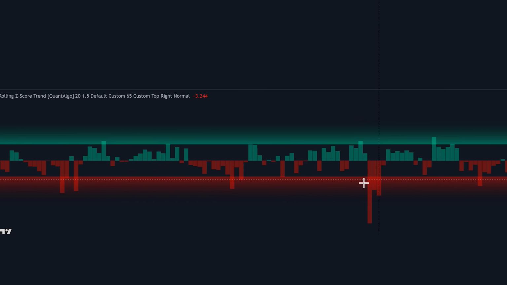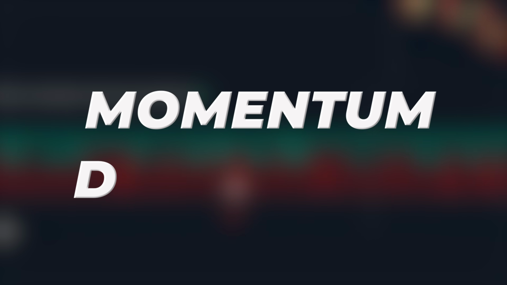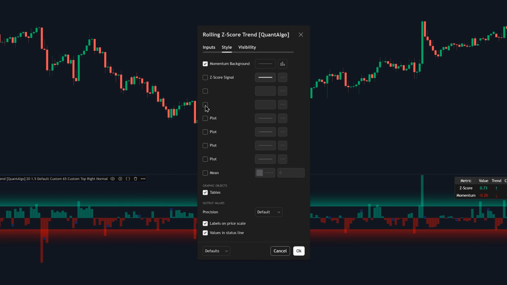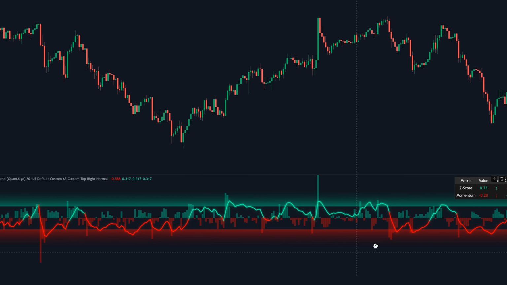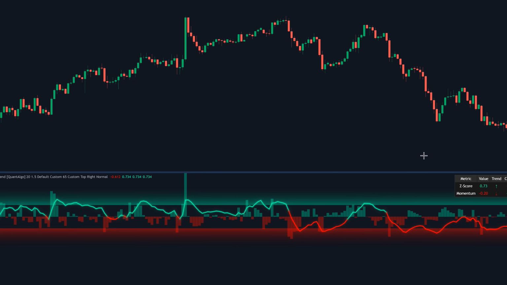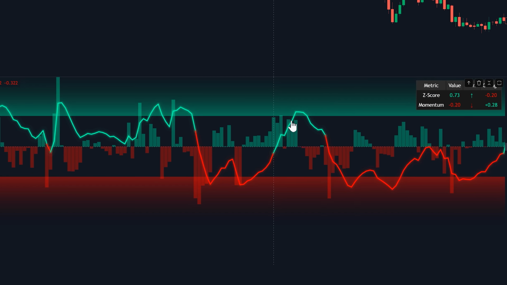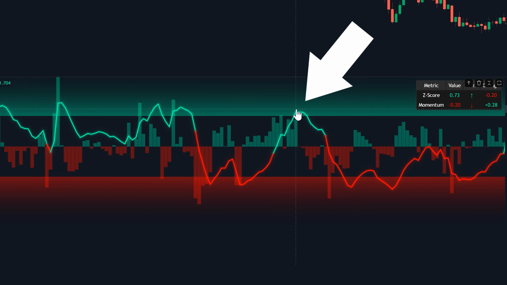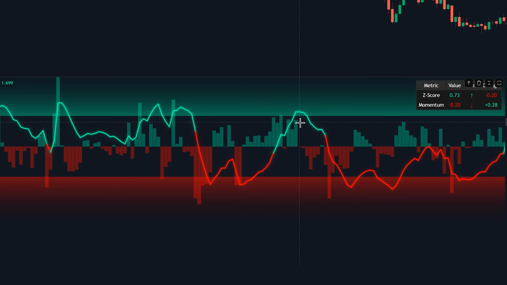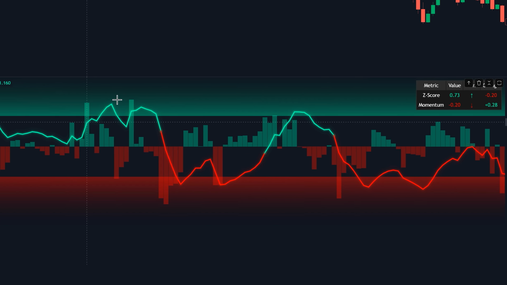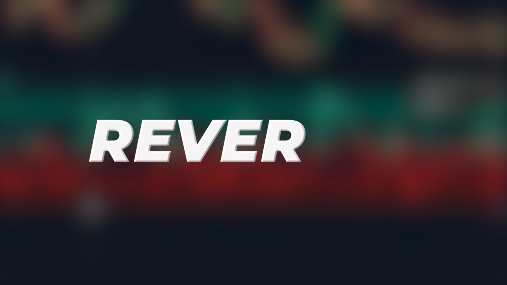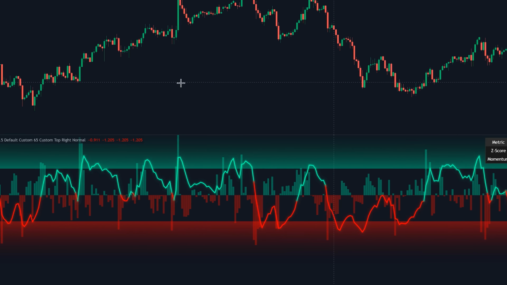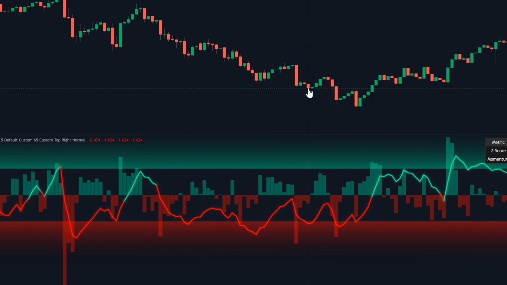But one of the most powerful signals you can look for here is momentum divergence. This is when the momentum columns start to contradict what the main Z-score line is doing. For instance, the Z-score line might still be pushing to new highs, but the green momentum columns are getting shorter. That's a classic sign that the underlying bullish strength is weakening, even if the price is still inching up, and it could be an early warning that a reversal is coming. The same logic applies in reverse for bearish setups with the red columns.